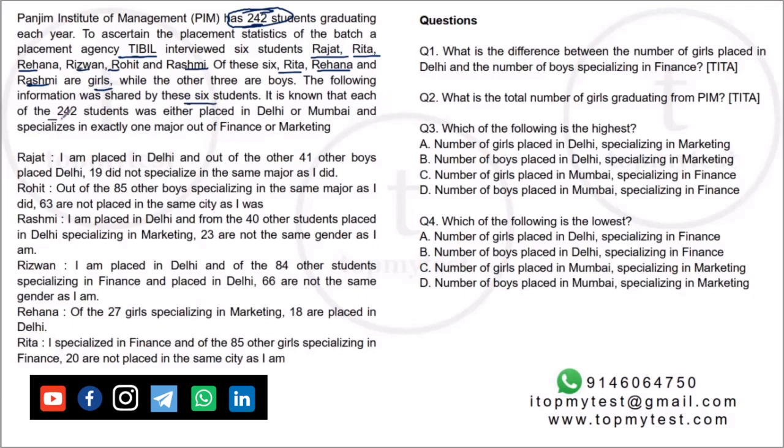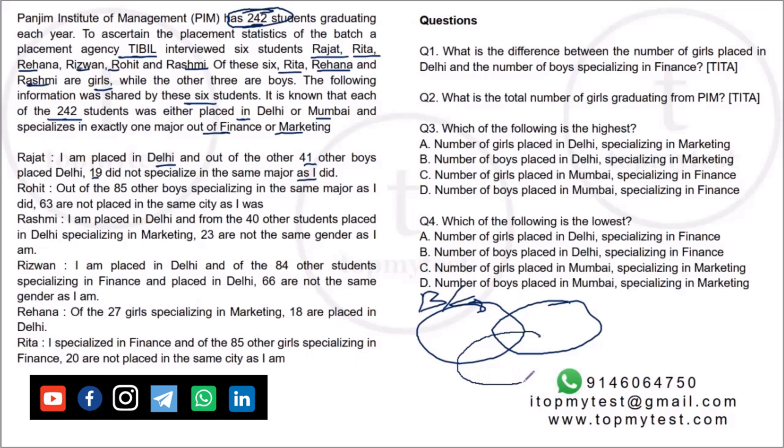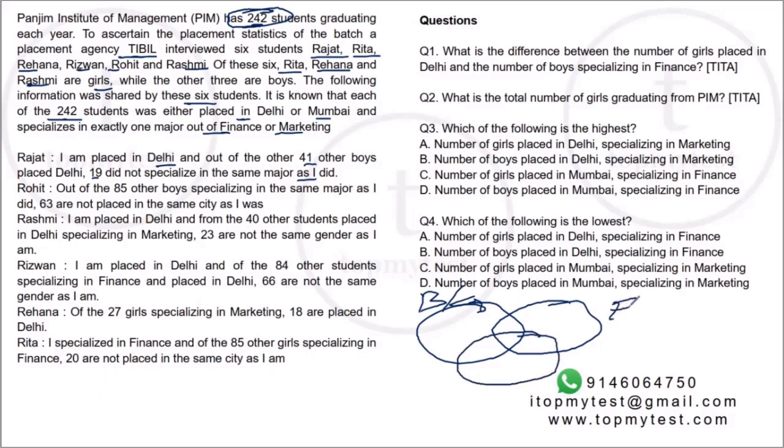It is known that each of the 242 students was either placed in Delhi or Mumbai and specializes in exactly one major out of finance or marketing. Now, if you read the data quickly, Rajat says, I'm placed in Delhi, and out of the 41 other boys placed in Delhi, 19 did not specialize in the same major as I did. So we are required to figure out gender, which is boy or girl, then location, and then specialization. So you can have finance and marketing, and you can have Delhi or Mumbai.